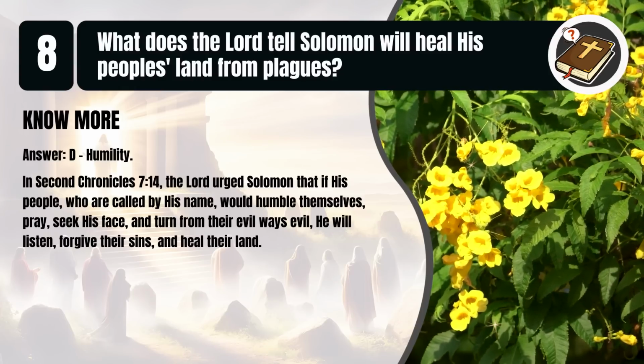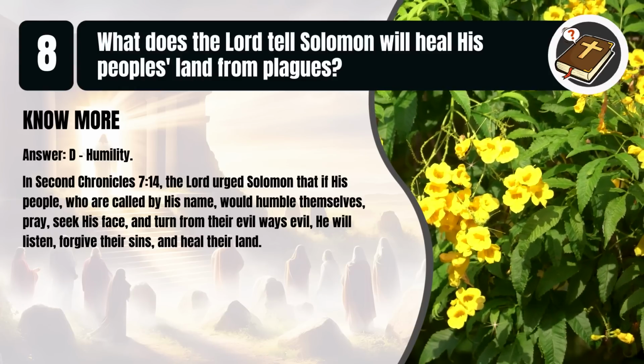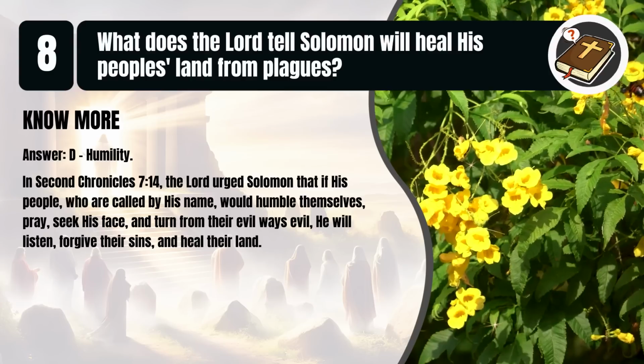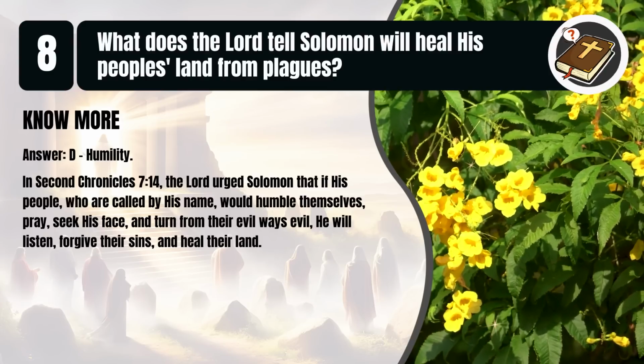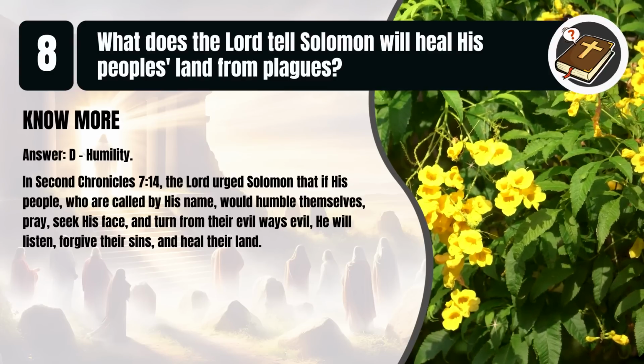In 2 Chronicles chapter 7, verse 14, the Lord urged Solomon that if his people, who are called by his name, would humble themselves, pray, seek his face, and turn from their evil ways, he will listen, forgive their sins, and heal their land.